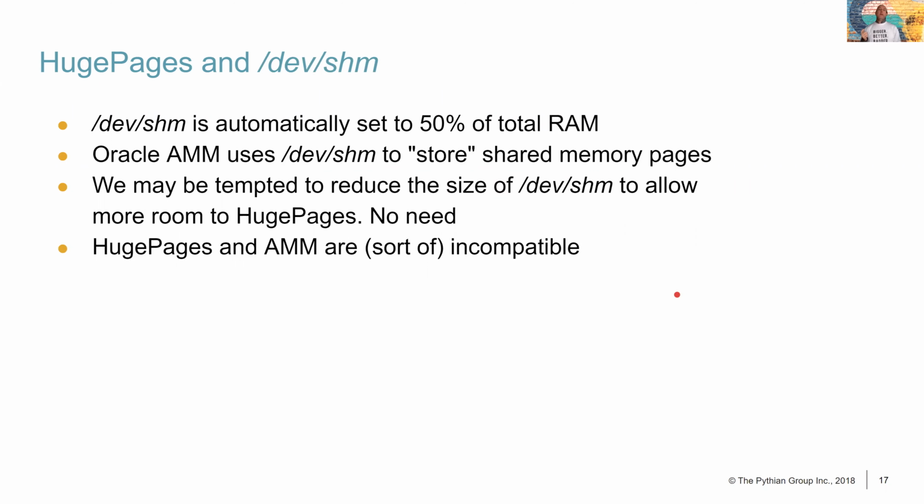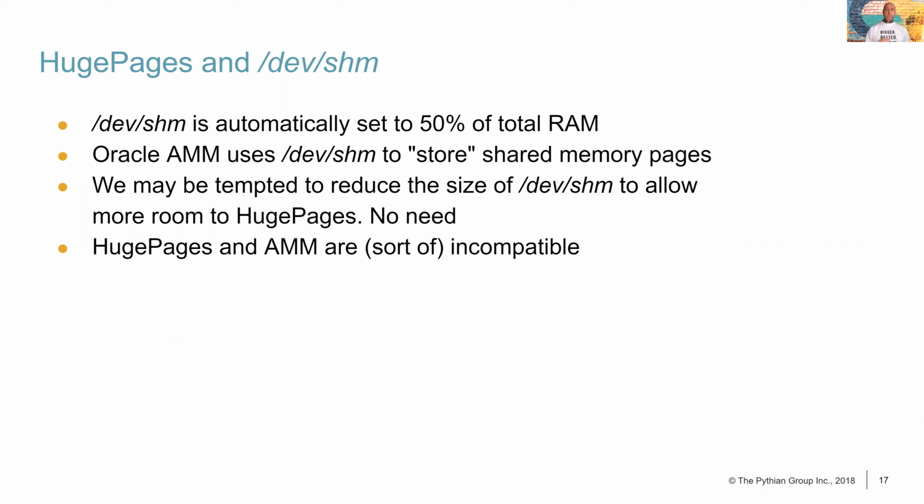All right. Okay, this is specifically for Linux. /dev/shm is a temporary file system that the Linux kernel mounts on boot, typically to the size of 50% of the total available RAM. And Oracle AMM, when we set up an instance in automatic memory management mode, will use that shm to store the shared memory pages, right?